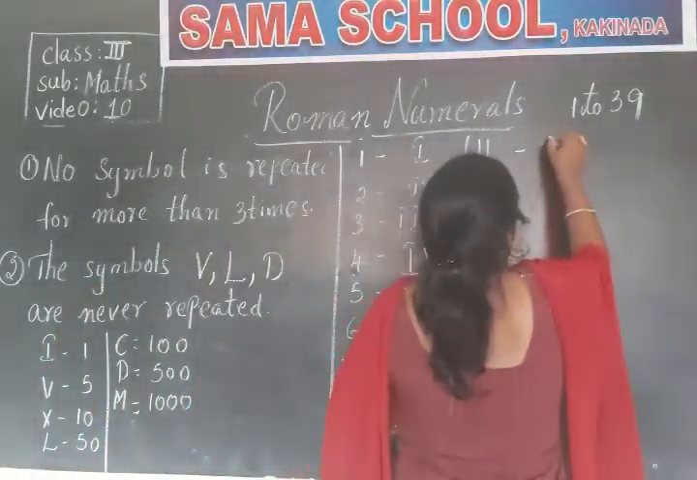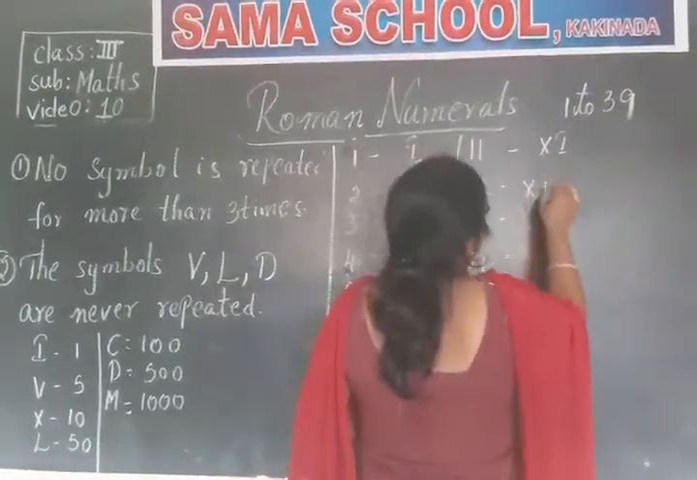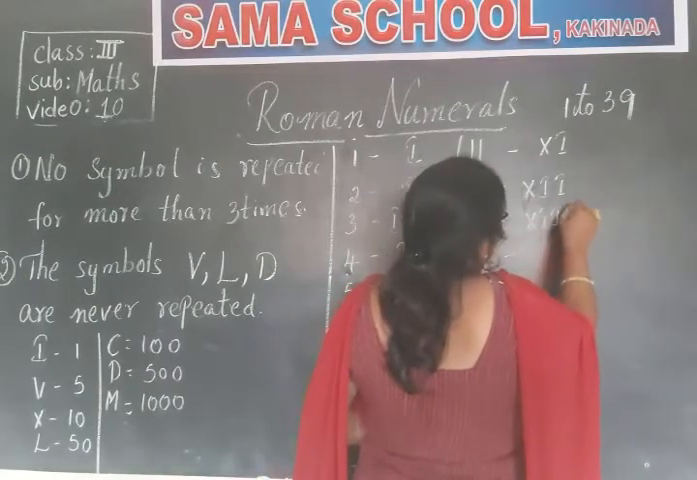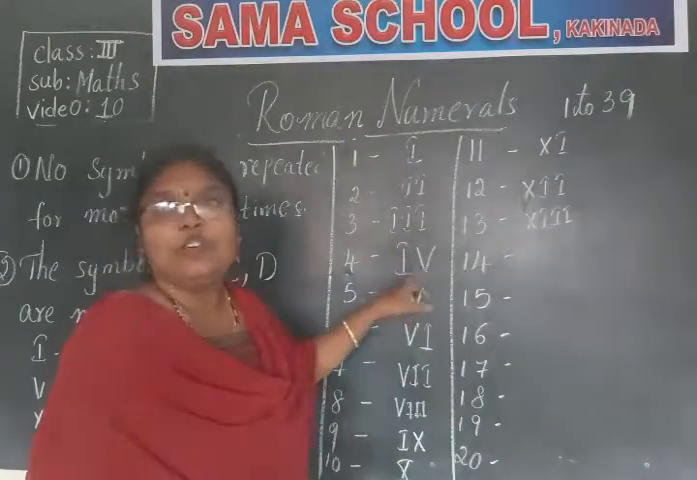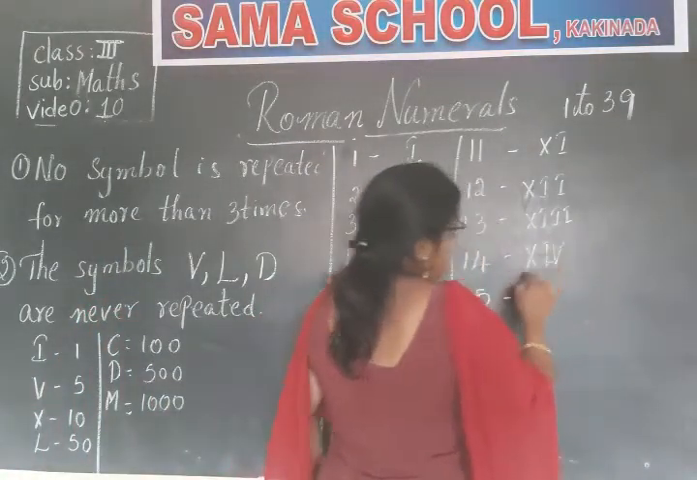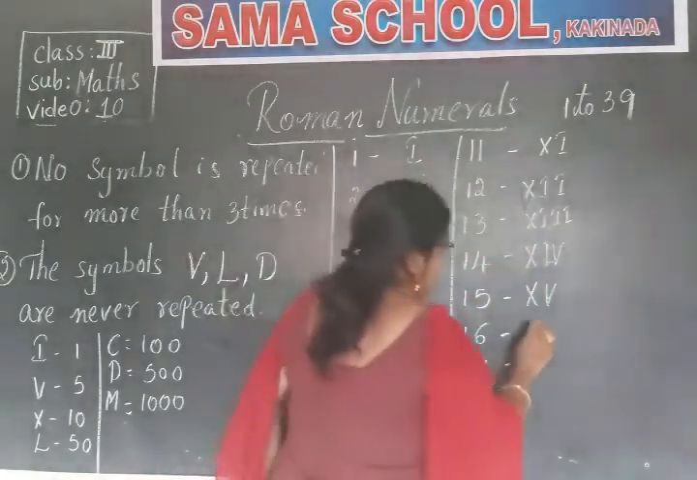Come on, let us write. What is X, I, 11. X, double I, 12. X, triple I, 13. And what is the symbol for 4? IV. So add X before. X, I, V, 14. X, V, 15.